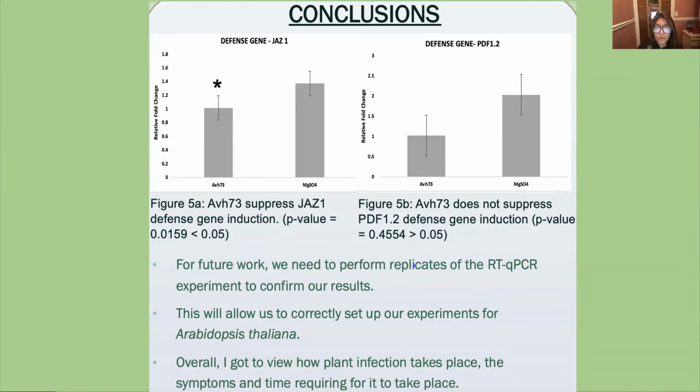So in the future, I will replicate these results to confirm them, and this will allow me to set up an experiment correctly for Arabidopsis thaliana. And I just got to view how plant infection takes place, the symptoms, and the time required for it.